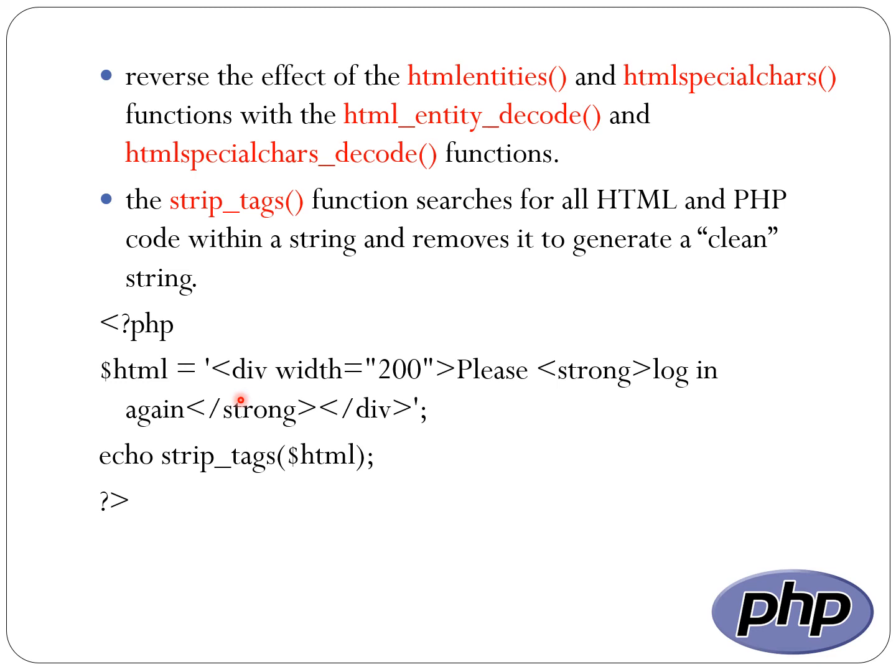$html is equal to a div with width 200, "Please <strong>login</strong>". If we echo strip_tags of $html, the output will be like this. It will remove all the HTML as well as PHP code from the corresponding variable and the rest will be printed. So it will be "Please login". So this is all about the different string functions.